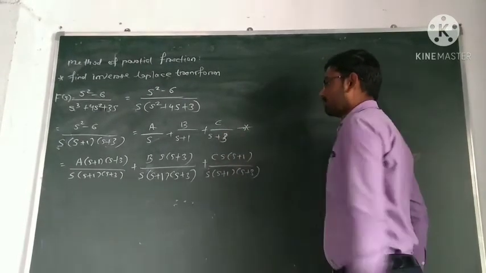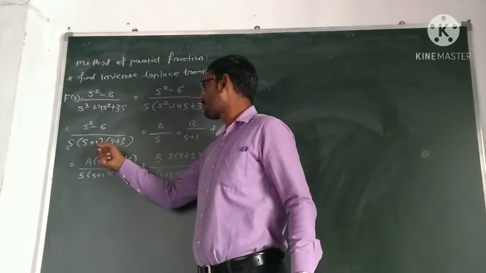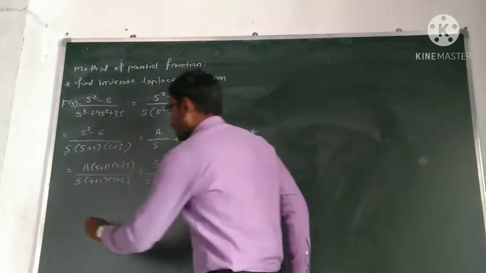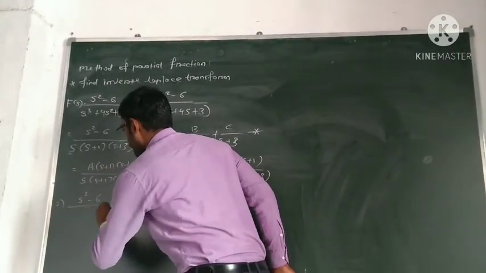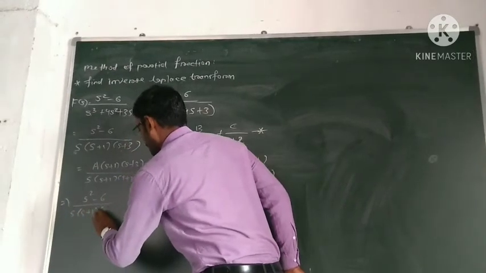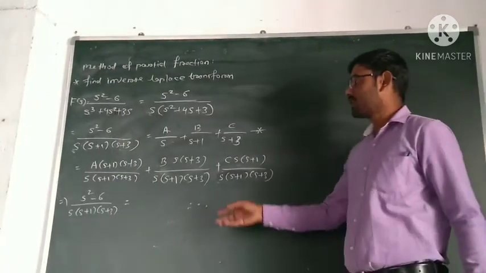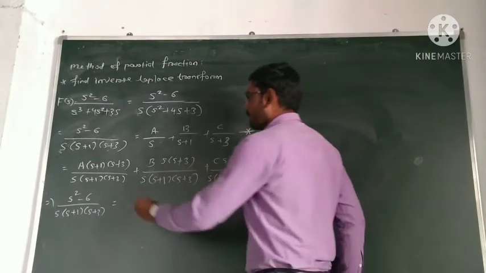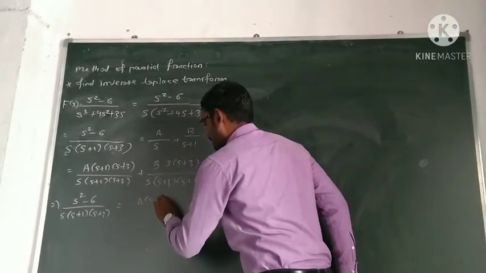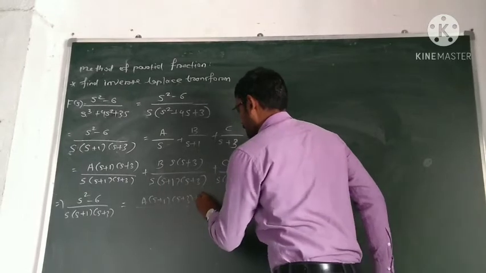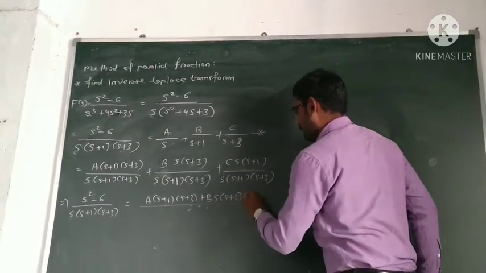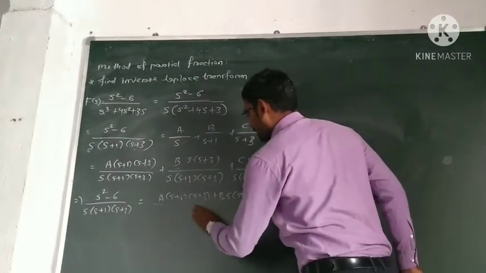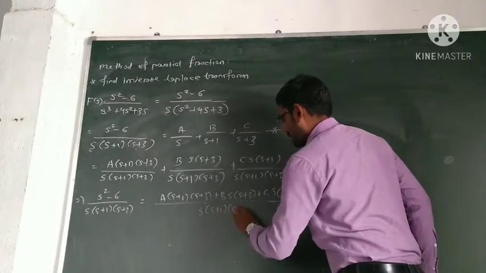So s square minus 6 upon s into s plus 1 into s plus 3 is equal to this. Now the denominator is the same, so this implies s square minus 6 upon s into s plus 1 into s plus 3 is equal to, this is our partial fraction, so we can write a single denominator, and in the numerator there is A into s plus 1 into s plus 3, plus B into s plus 3, plus C into s into s plus 1, upon s into s plus 1 into s plus 3.